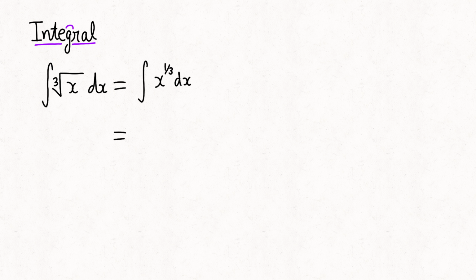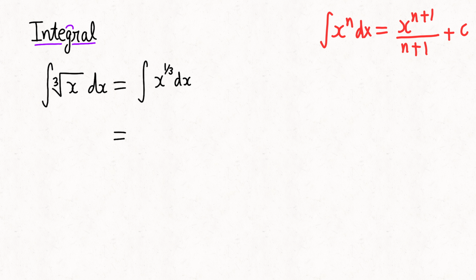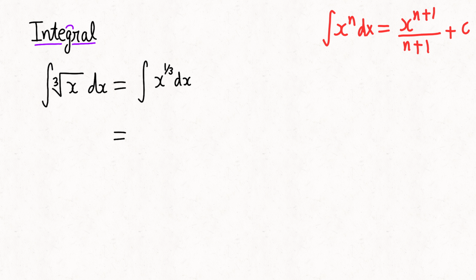After that, we will apply the formula for the integral of x raised to power n dx, which is x raised to power n plus 1 over n plus 1 plus c. Here x has power 1 by 3. Therefore, in the next step, we will write x raised to power 1 by 3 plus 1 over 1 by 3 plus 1 plus c.